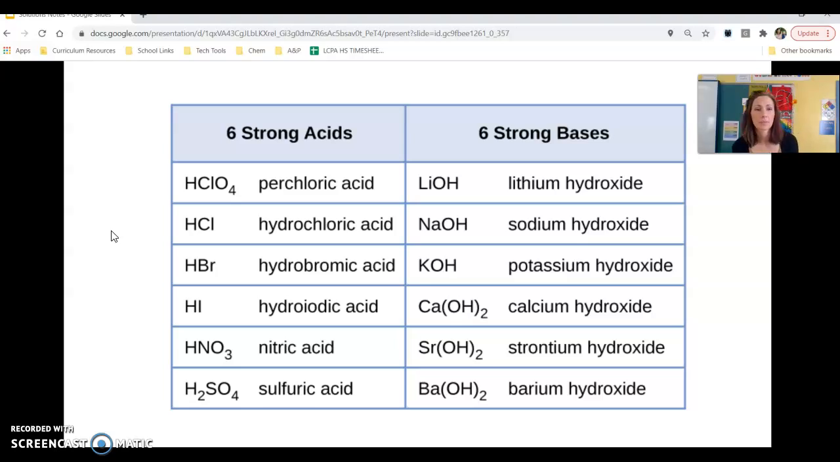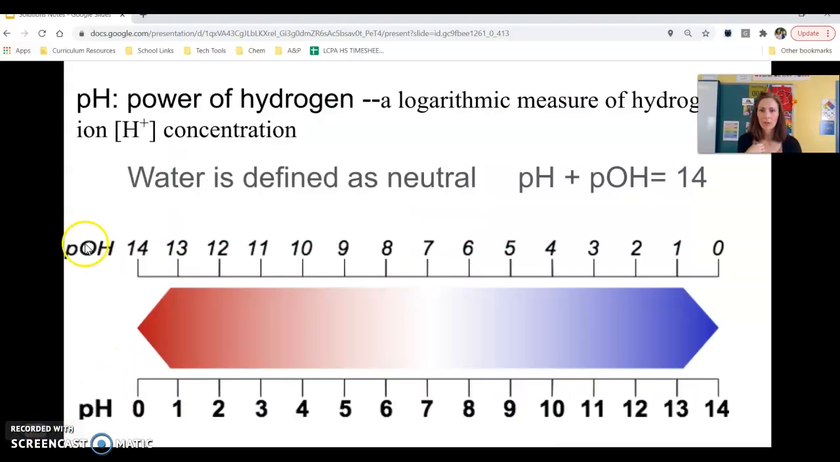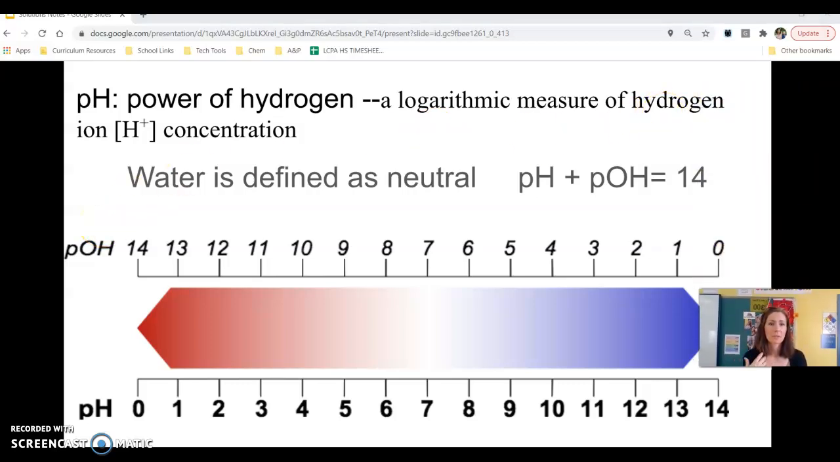Any other acid or base in solution is going to be weak, meaning it's only going to partially ionize and break into that hydronium ion. So how do we measure the strength of acids and bases? We use what's known as pH, and you've seen this before, I'm sure, a million times.